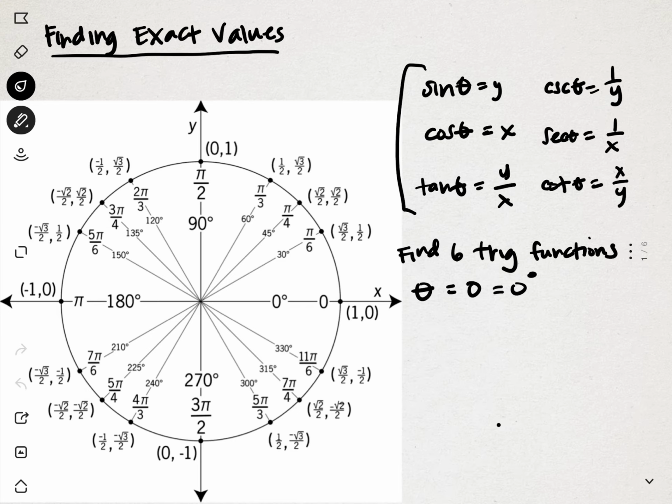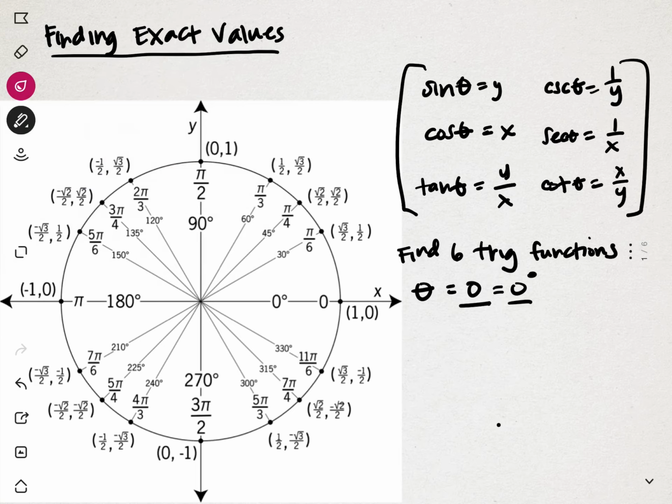We know that sine theta is equal to y, cosine is equal to x, tangent is y over x, and all the reciprocal functions on the right-hand side are just the reciprocals of the functions on the left. So we're going to talk about how to use the unit circle to find the values here. Find the 6 trig functions for theta if theta is 0 radians or 0 degrees.